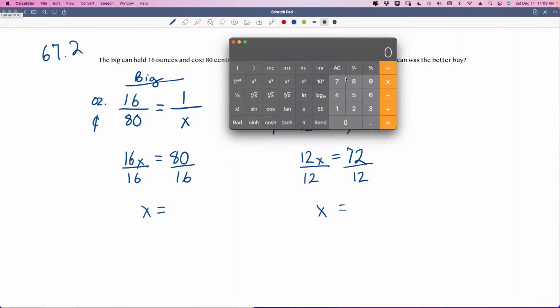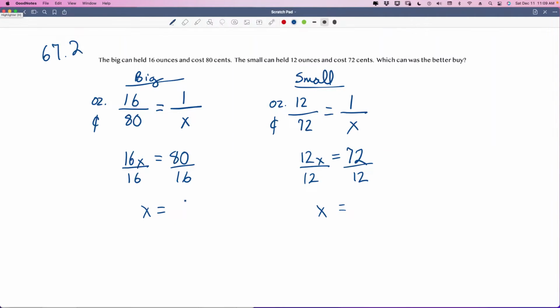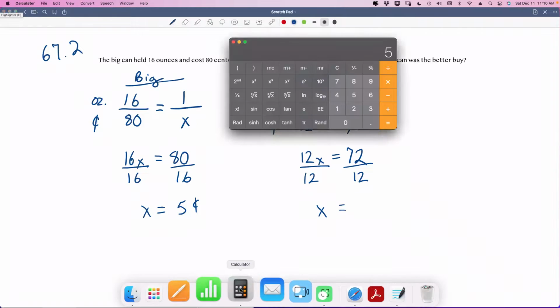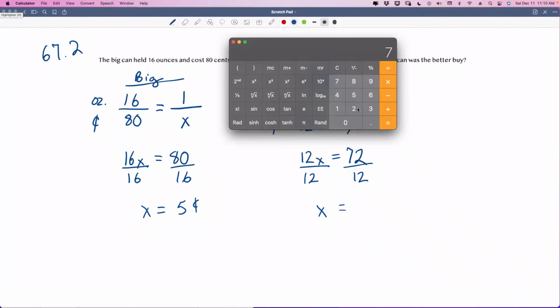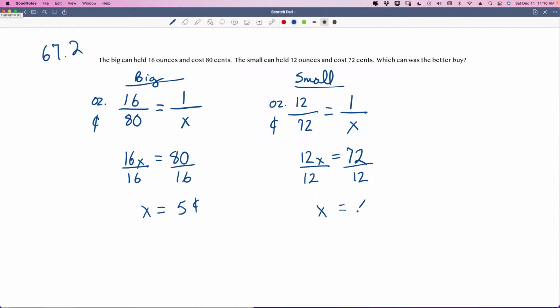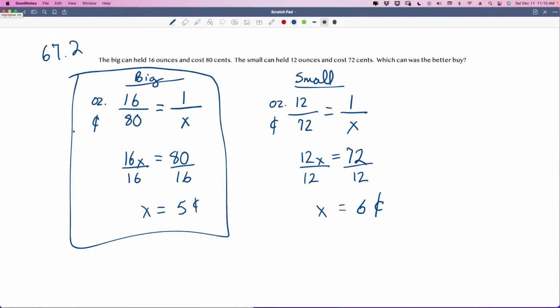And when we divide 80 divided by 16, we get 5 cents per ounce. Okay? When we divide over here 72 by 12 ounces, we get 6 cents per ounce. So the big can is the better deal because per ounce it is cheaper.